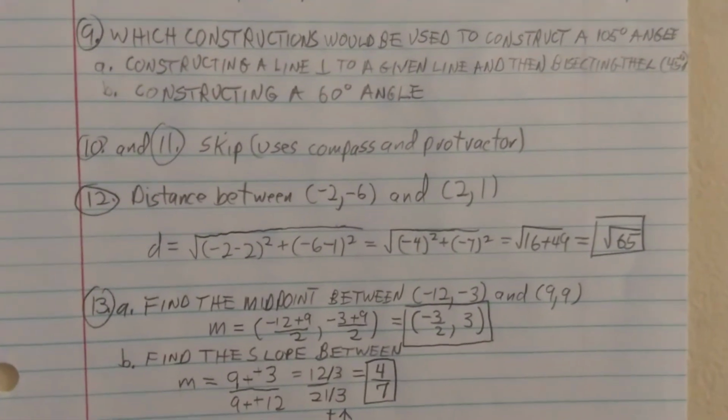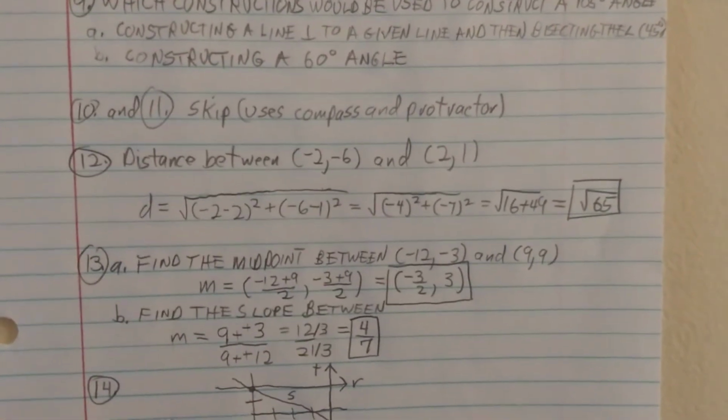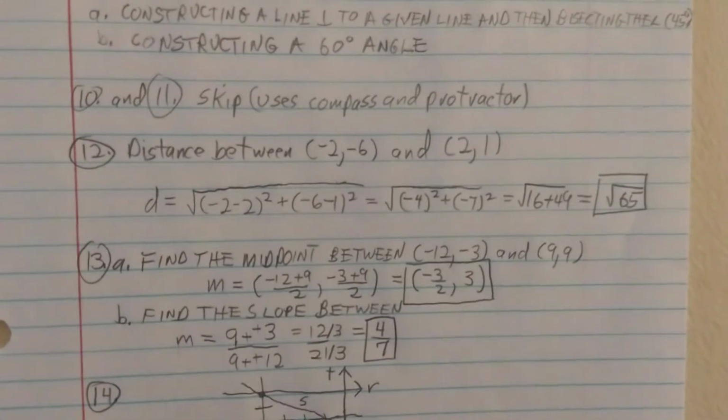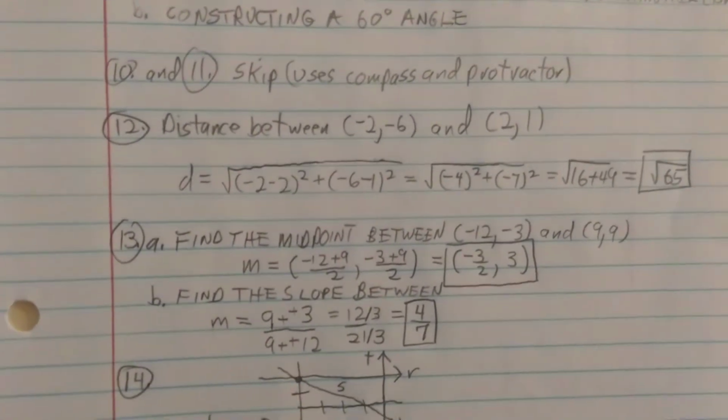Which constructions could be used to construct a 105-degree angle? Well, the first would be constructing a line perpendicular to a given line and then bisecting it, which would give us 45 degrees, and then constructing a 60-degree angle, the two of which would add to 105.